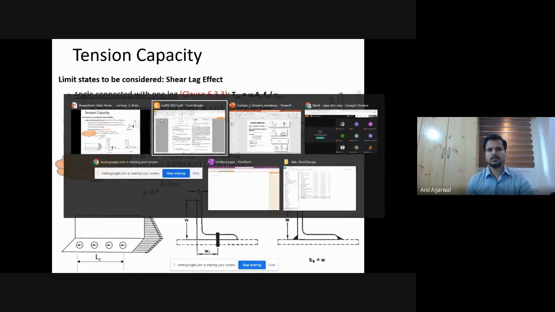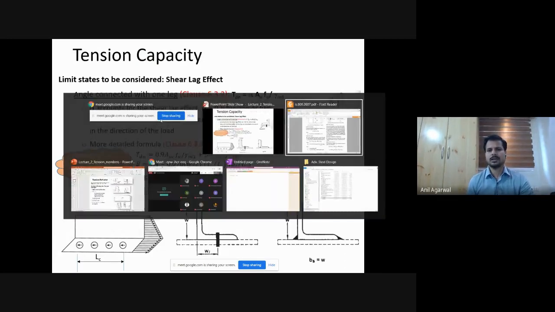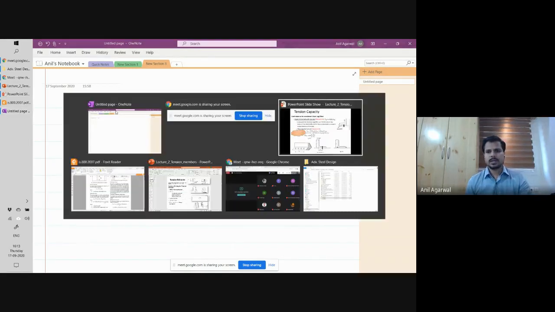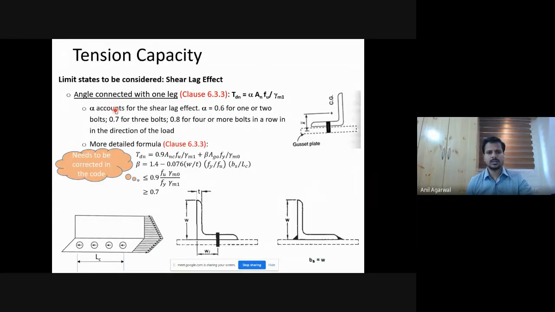So last time there were some doubts about how a shear lag effect comes into being. So maybe I'll explain through an example this time. I'll try to be a little bit more detailed about it. So you have this angle here, right? This angle you can see in the bottom.